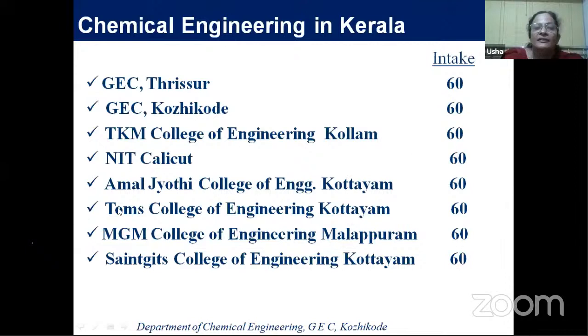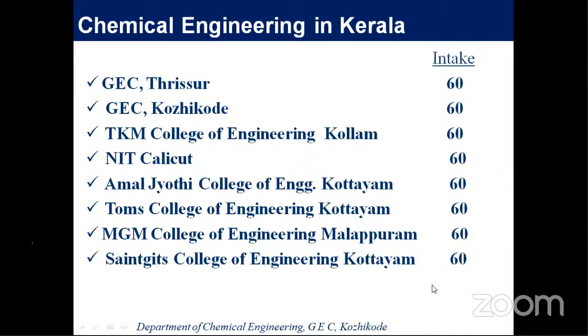Then these are self-financing colleges: Mar Athanasius College, Kottayam. Tom's College, also in Kottayam. MGM College in Malappuram. Then St. Gits College, that is also in Kottayam. These are the self-financing colleges. 4 self-financing colleges, then 1 NIT, then 1 government aided, then 2 government colleges. These are the seats available in the chemical engineering branch. Total 8 colleges.